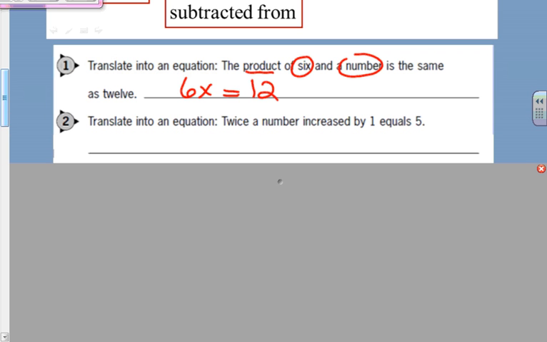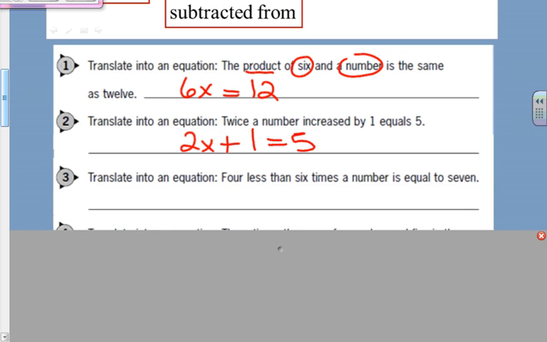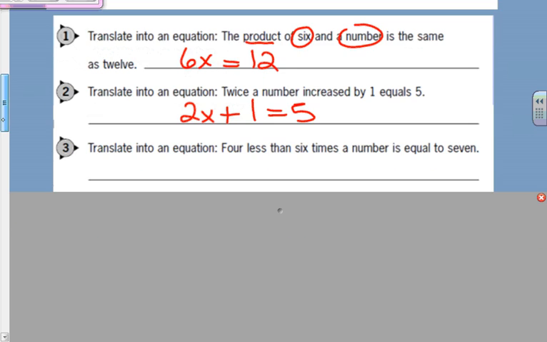Translate into an equation: twice a number increased by 1 equals 5. Okay, twice a number is the same as saying 2 times a number. So like 2x, a number again would be a variable. Increased by 1 is addition, plus 1, equals, obviously, is equals, and then 5. That one's finished. Now let's try this one now.